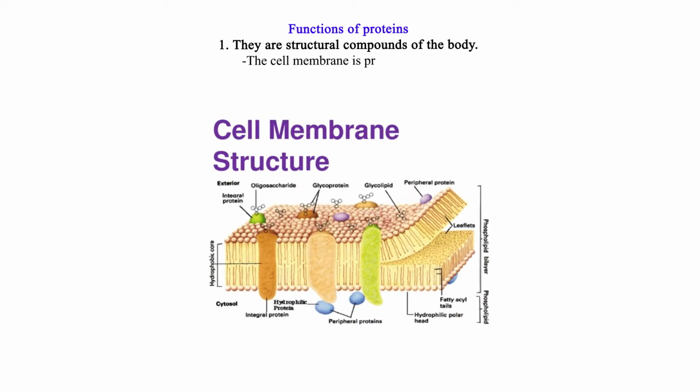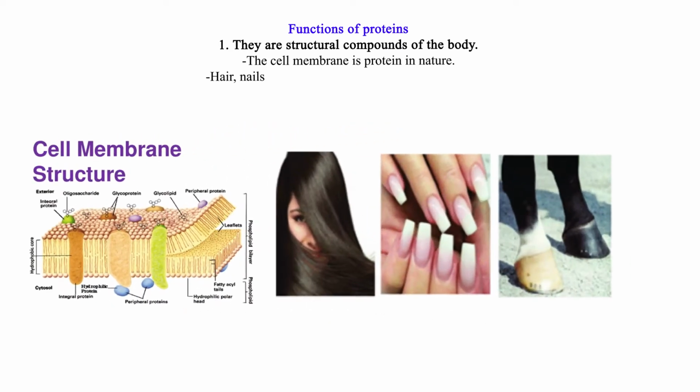Functions of proteins. 1. They are structural compounds of the body. The cell membrane is protein in nature. Hair, nails, and hooves are made up of protein keratin.